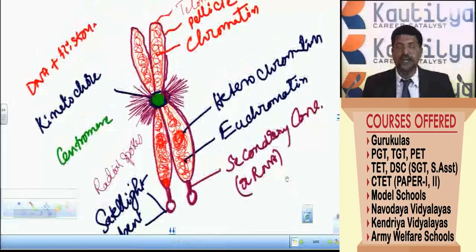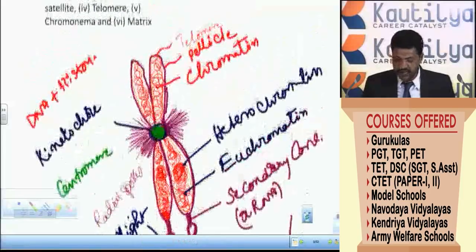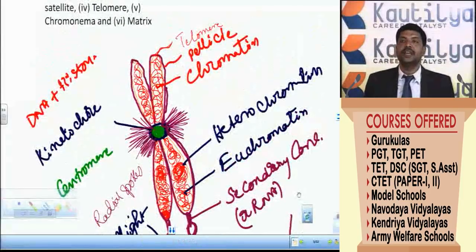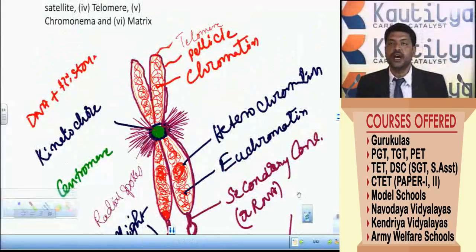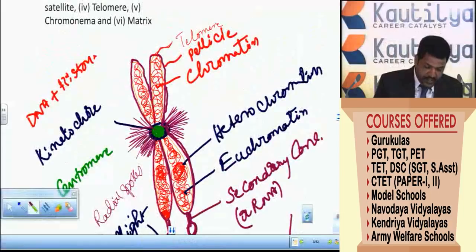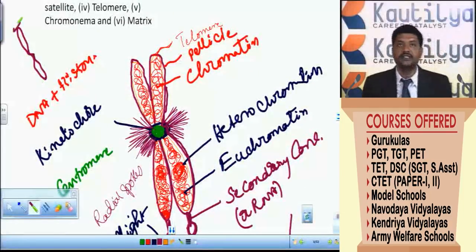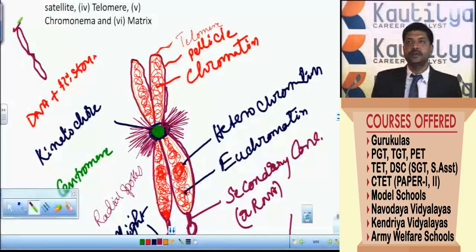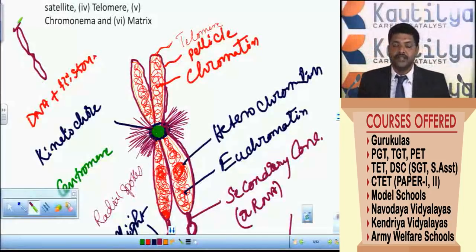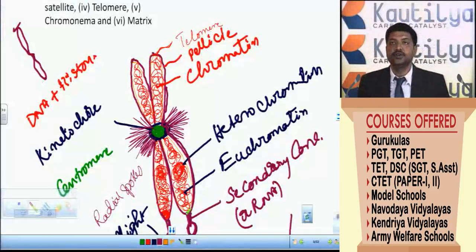Now friends, we are looking at the different parts of the chromosomes, and I will explain each of them. One, telomere. What are telomeres? The terminal portions of the chromosomes are known as telomeres. In the G1 phase, one chromosome has two telomeres. When the chromosome enters the S phase and is duplicated, it will have four telomeres: 1, 2, 3, 4. A duplicated chromosome has four telomeres.